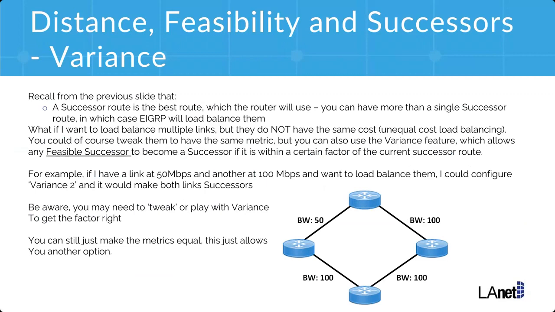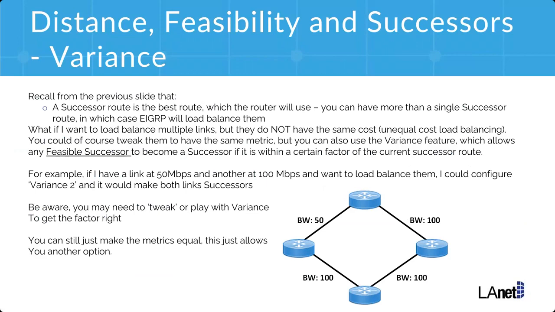But you could do that. But this is a way to do it natively through the EIGRP routing protocol and use it, right? So basically, as long as you meet the feasibility condition, you can create variance, and you can set a multiplier, what we sometimes call a scalar or a coefficient.